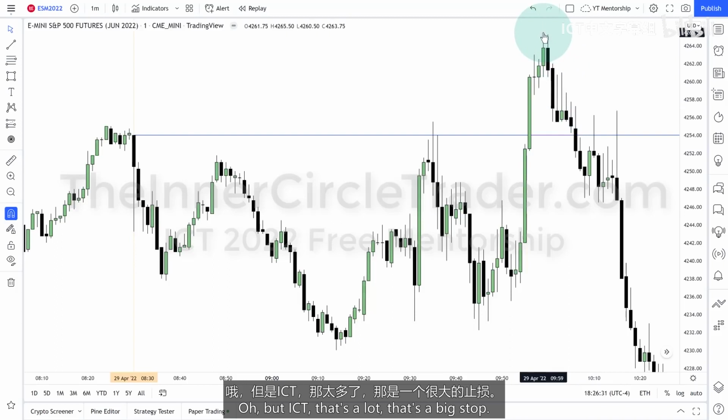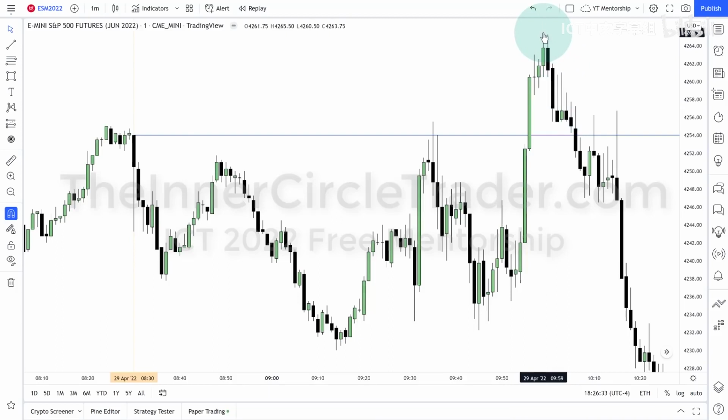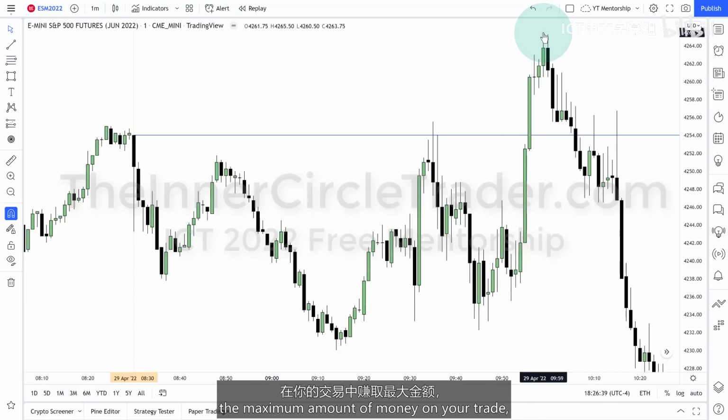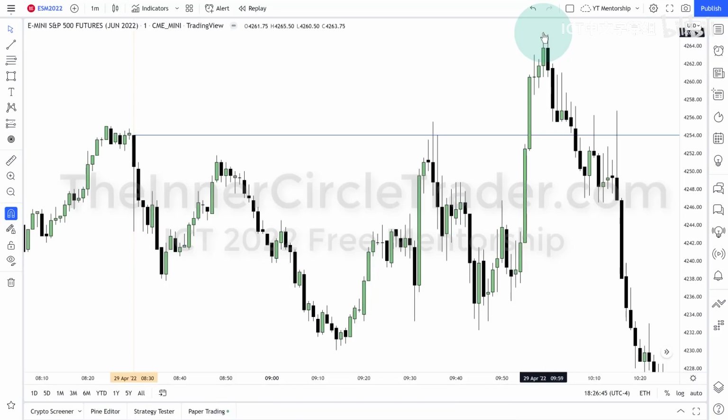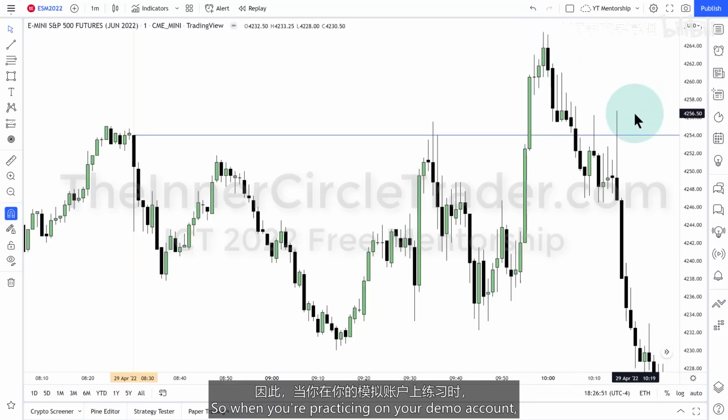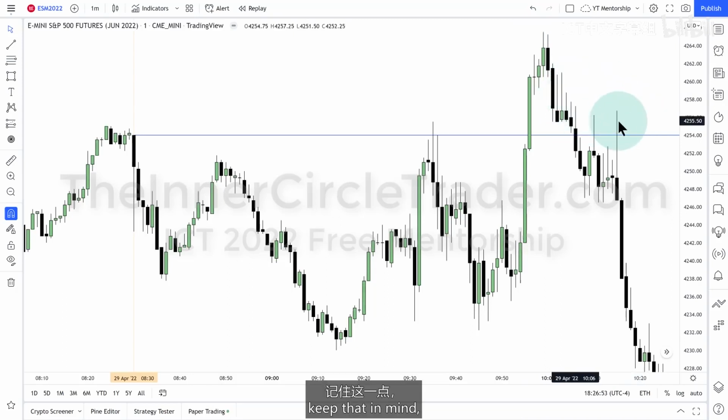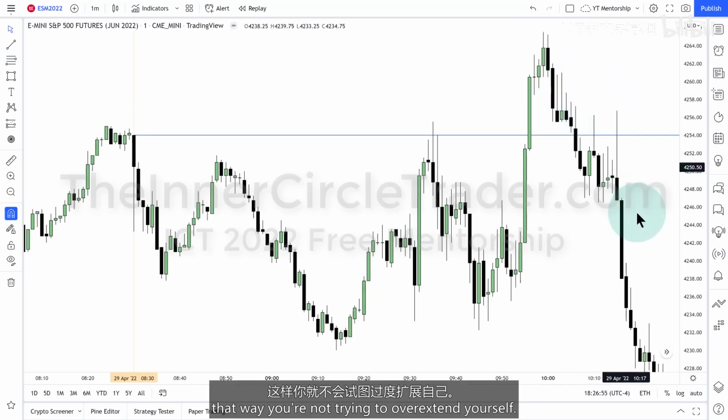Oh, but ICT, that's a lot. That's a big stop. Well, look how volatile it is. You want to be knocked out of the trade prematurely? Or are you just concerned about making the maximum amount of money on your trade, dismissing the level of risk? That's what gamblers do. I'm not trying to teach gambling. So when you practice on your demo account, keep that in mind. That way you're not trying to overextend yourself.